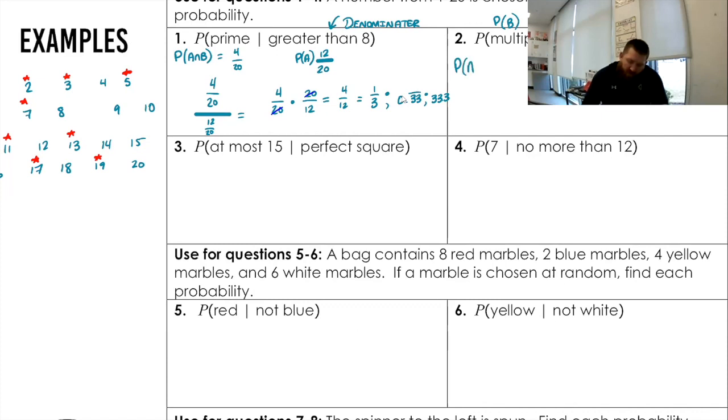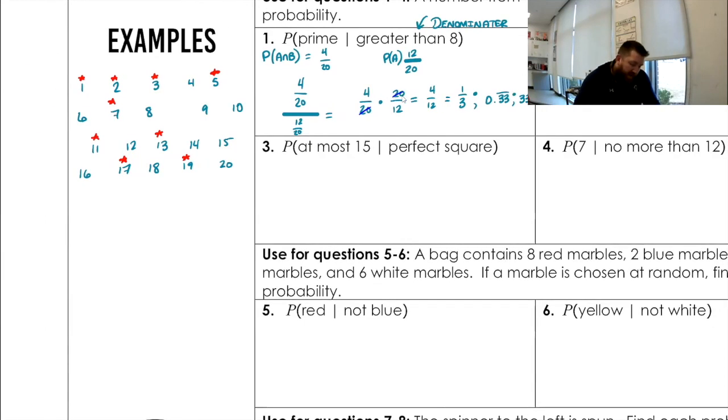So the probability of A and B would be odd numbers that are multiples of 3. So it looks like we've got 3, 6 is even, 9 is odd, 12 is even, 15 is odd, and 18 is even. So it looks like we just got 3 out of 20.